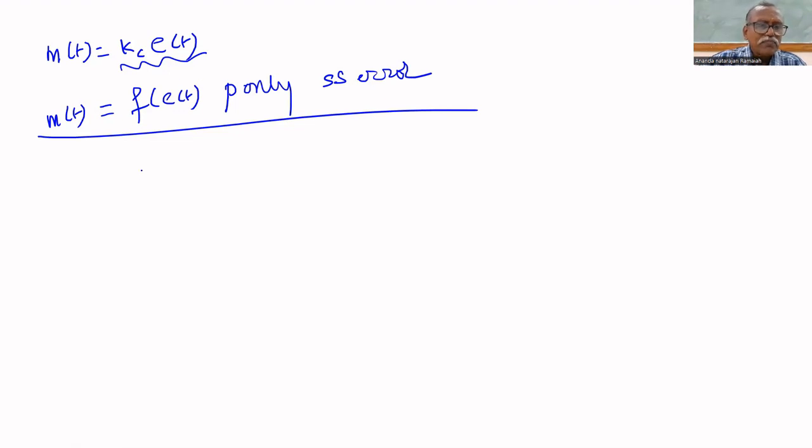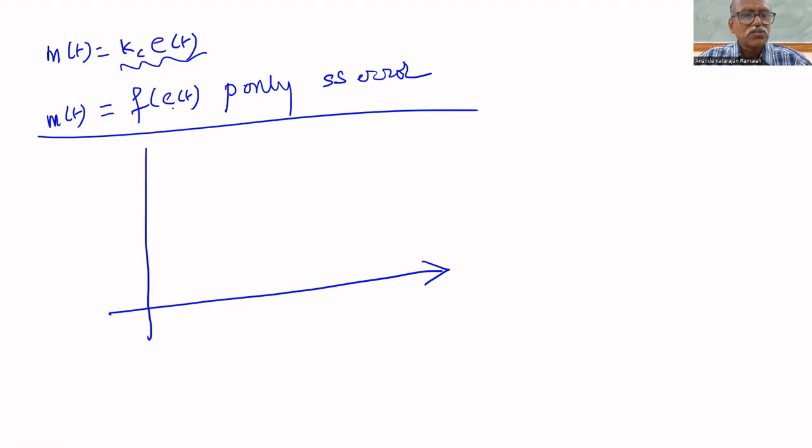Suppose I am taking a servo response. This is the set point. Now the process is here. Present process variable is here. Now we change the set point.